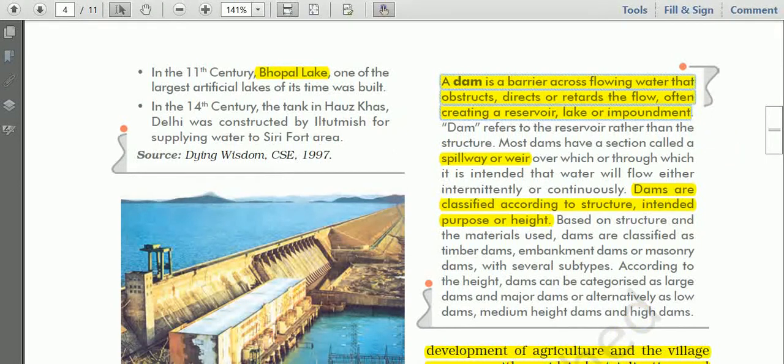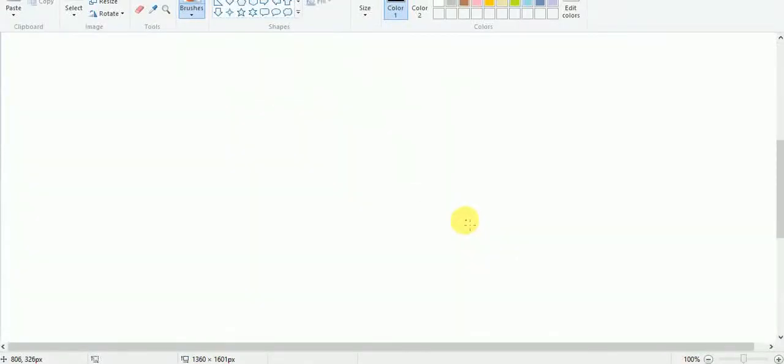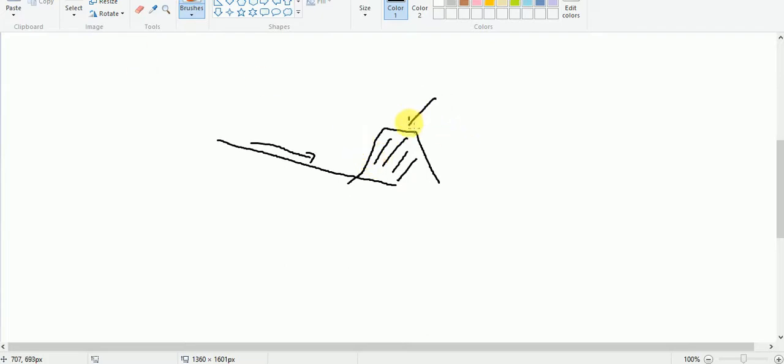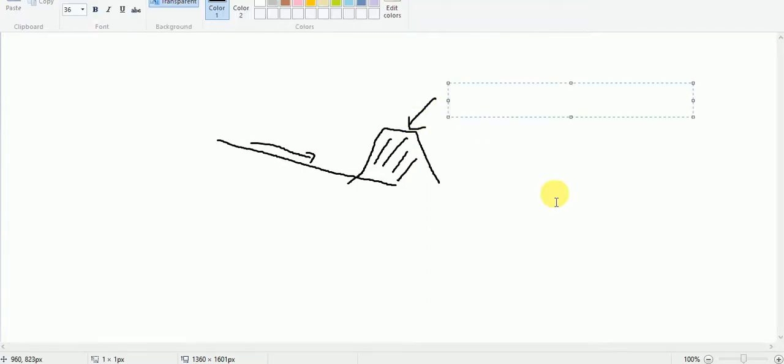Actually, it is like this. See, this is a slope, and the river is flowing down here. And if we construct a barrier here, a wall here, then this barrier is known as a dam.